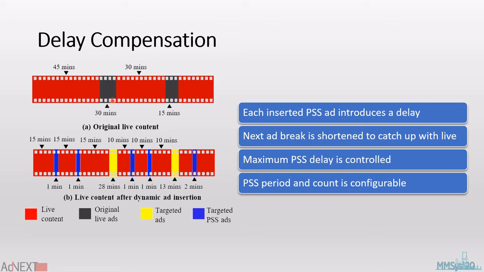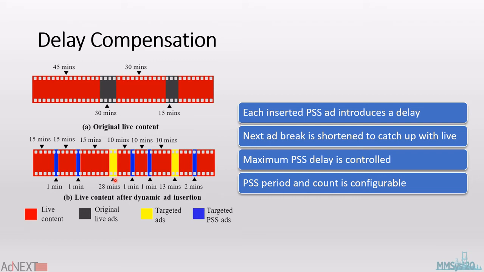One having a 30-minute duration and the other one having a 15-minute duration. And we want to insert two PSS ads, each having a 1-minute duration. So adding these PSS ads obviously introduces a 2-minute drift with respect to real time. And this drift is compensated in the first commercial break period. So we are reducing the 30-minute commercial break period to 28 minutes so that at the exit from this commercial break, we are perfectly synchronized with the live stream again.